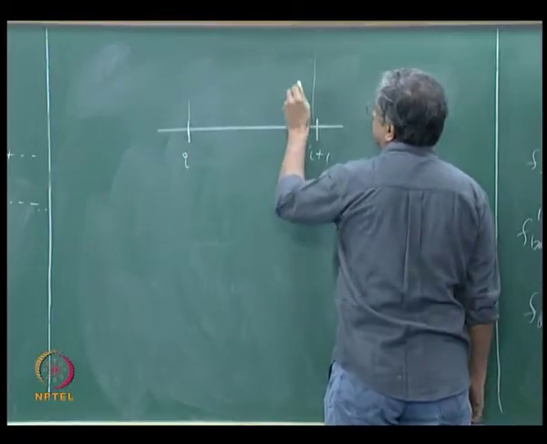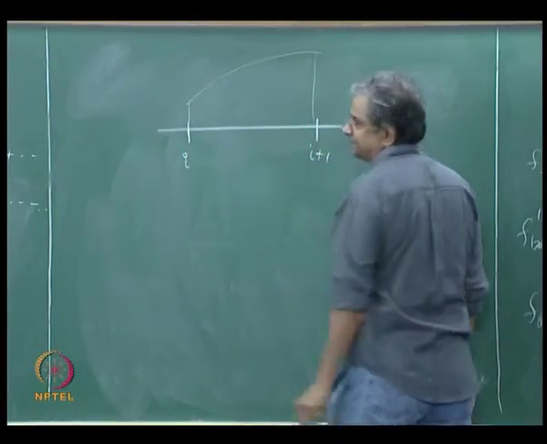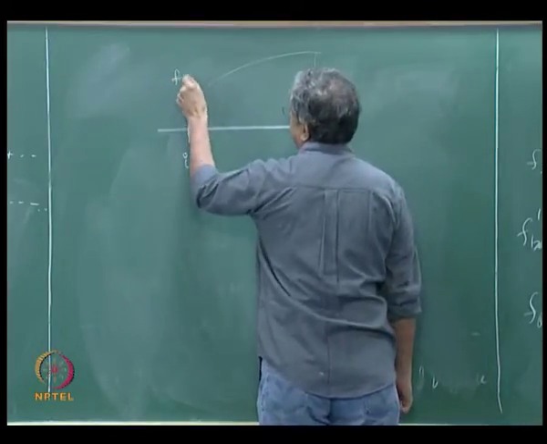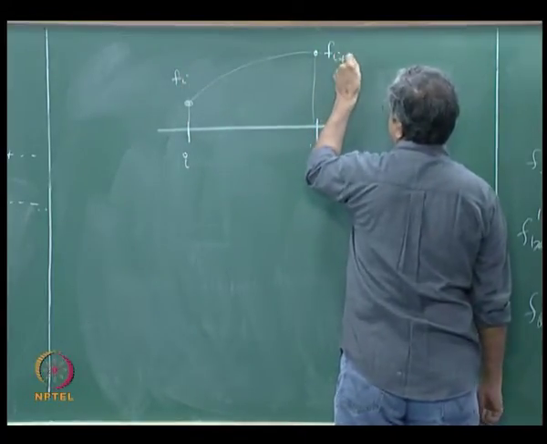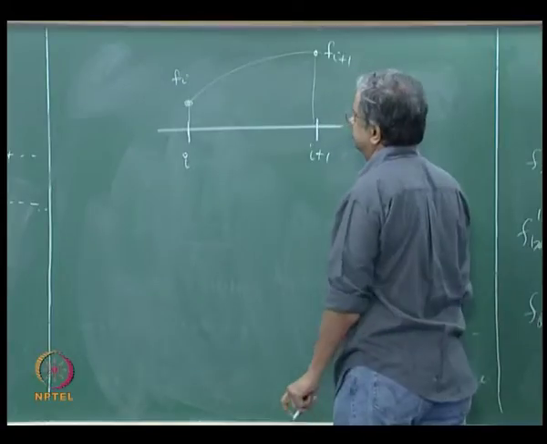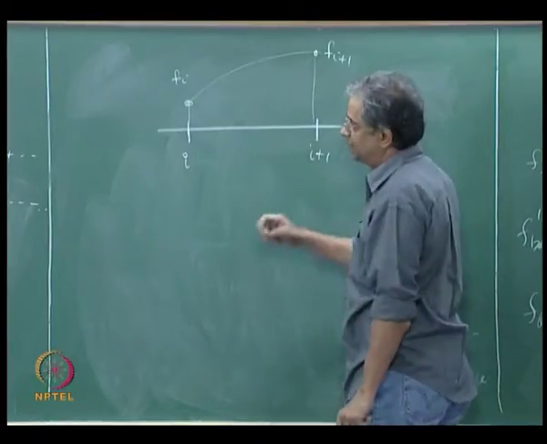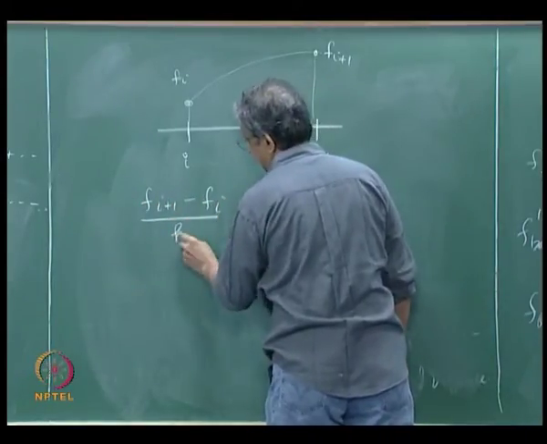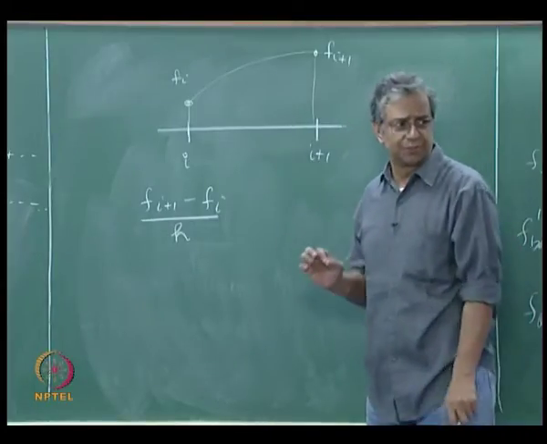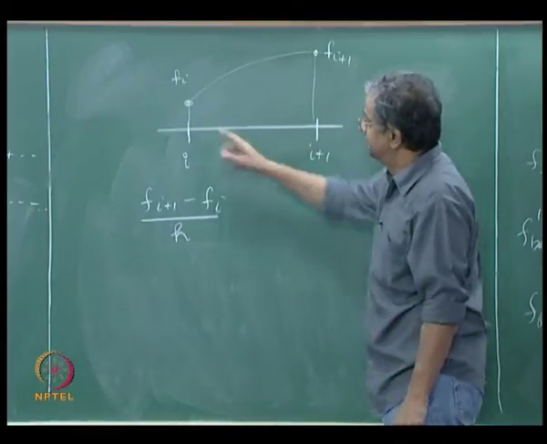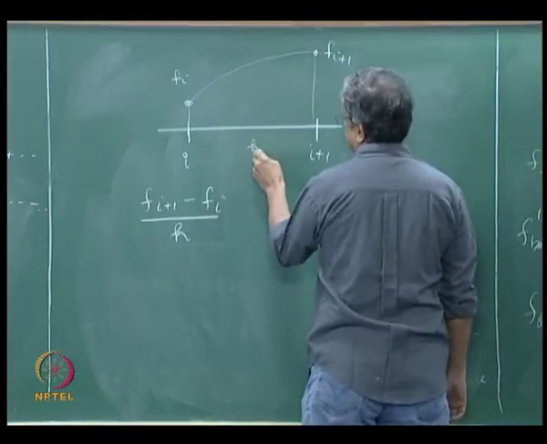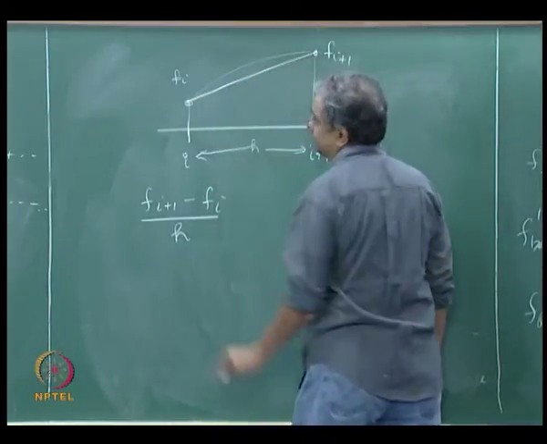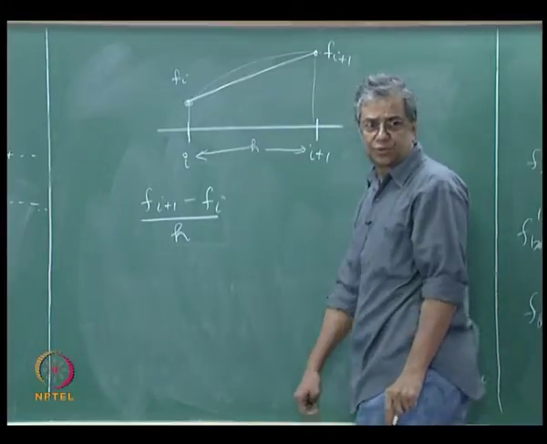So I can have some function in between. There is some function that I am sampling, this happens to be f_i, that happens to be f_{i+1}. What I am doing is, if I look at (f_{i+1} minus f_i) divided by h, so that you get a clear idea as to what we are doing here, this length is h, just for clarity. I am actually calculating the slope of that line.